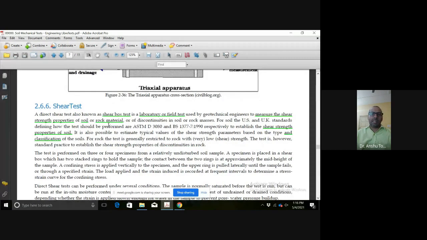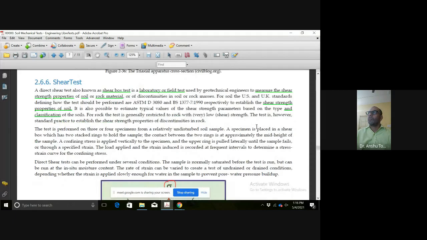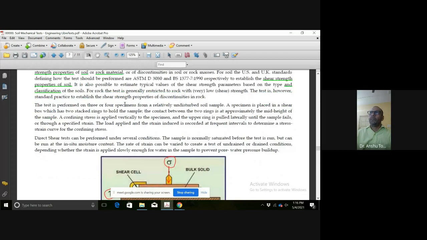It can be silt, it can be soil, it can be clay, like that. Shear strength properties of the soil, and based on this we can classify the properties of the soil. Classification can be based upon the shear strength of the soil. For rock, the test is generally restricted to rock with very low shear strength. जो भी रॉक हाई shear strength वाली होंगी उसको हम इसमें टेस्ट नहीं कर सकते.